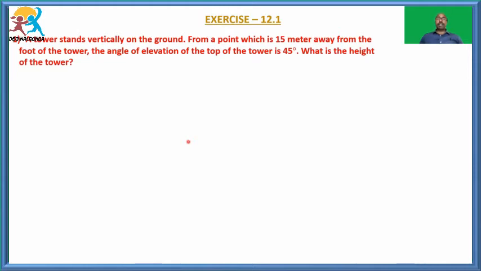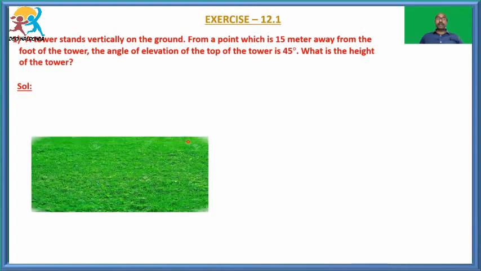So before solving this type of problems, we must imagine the situation according to the problem. That is an important thing. So let us imagine the situation together. Here it is a beautiful lawn, and there is a tower standing vertically on the ground, and from the point which is 15 meters away from the foot of the tower, the angle of elevation of the top of the tower is 45 degrees. What is the height of the tower? It is the question.